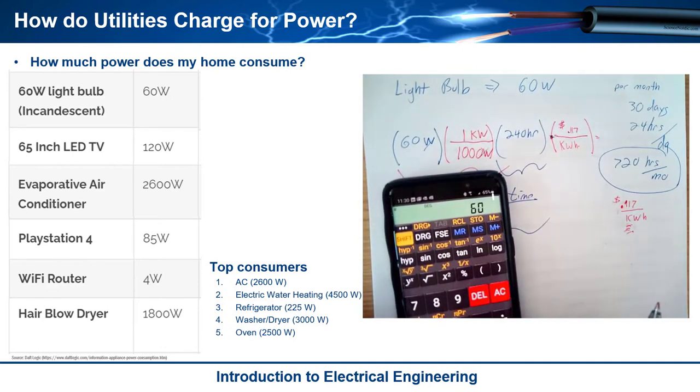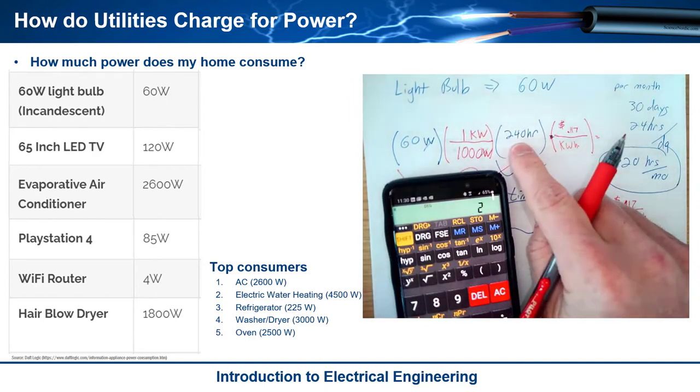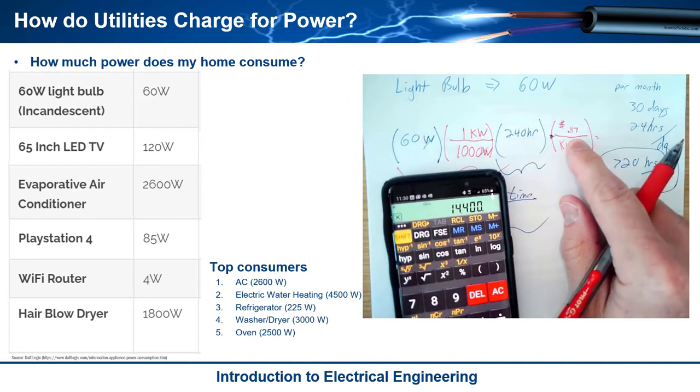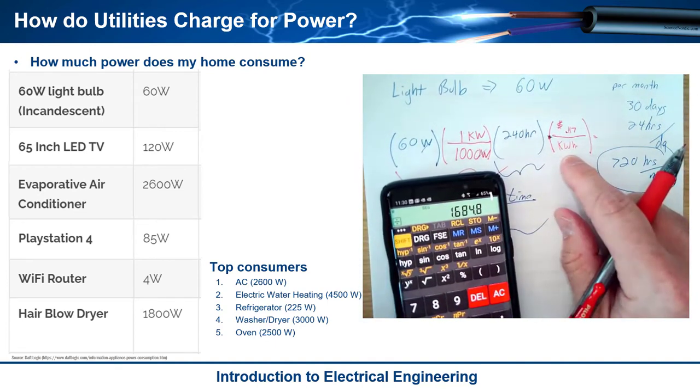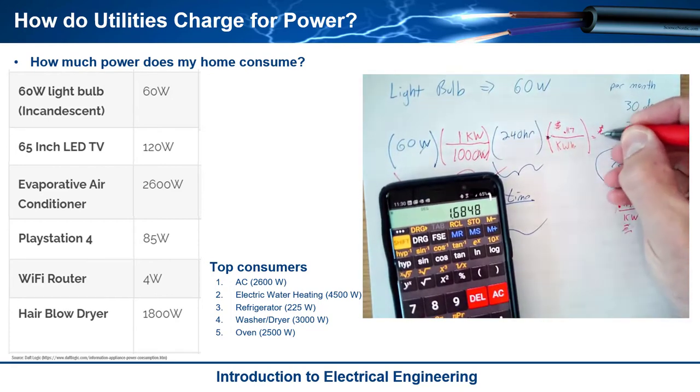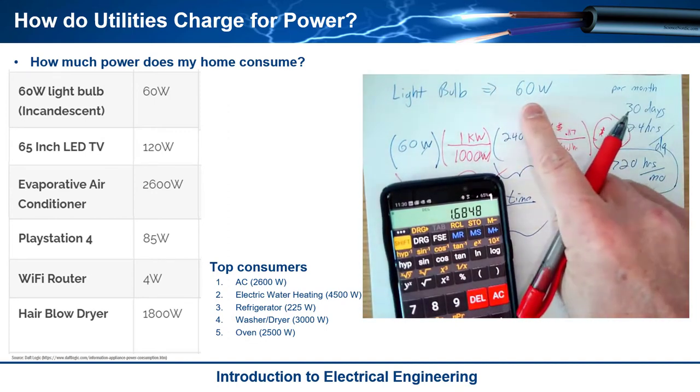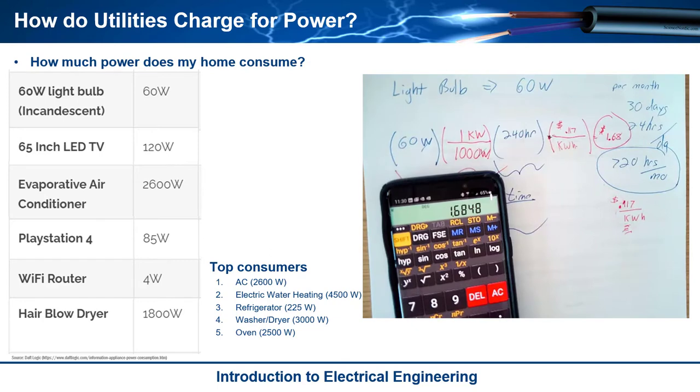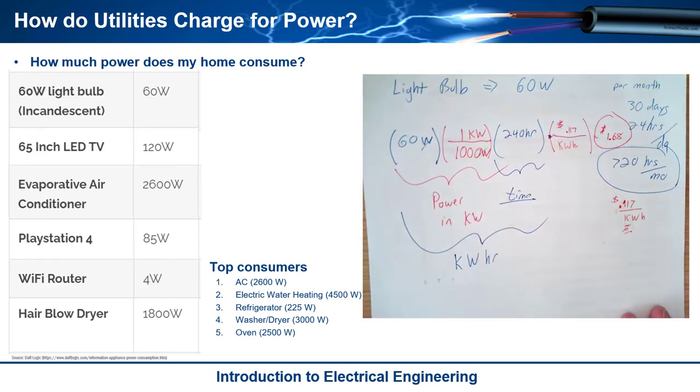So I'm going to go 60, and then I'll do times 240 times 0.117 equals, and then I'm going to divide that whole thing by 1,000, and it turns out that it costs $1.68 in order to run a 60 watt light bulb 8 hours a day for 1 month. Okay, not terrible. Not terrible at all. All right, life is good.